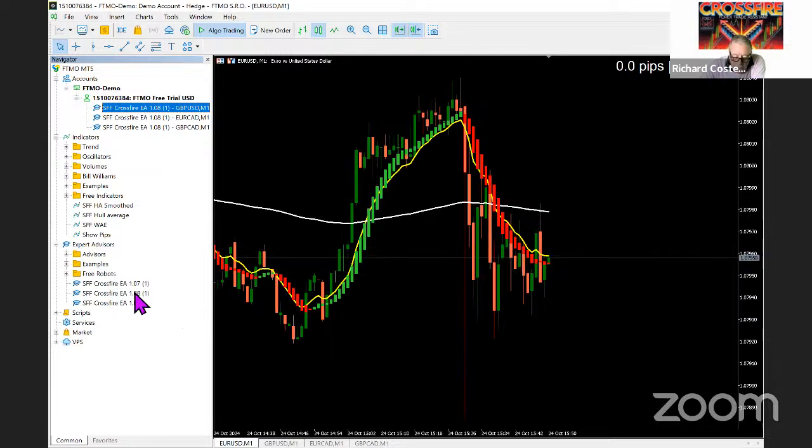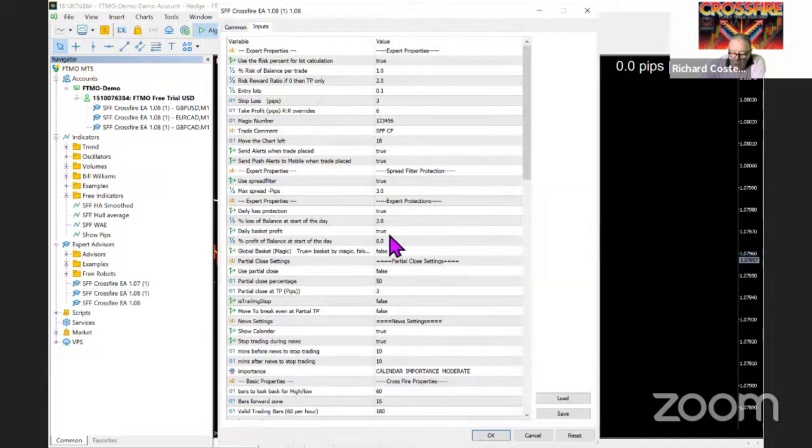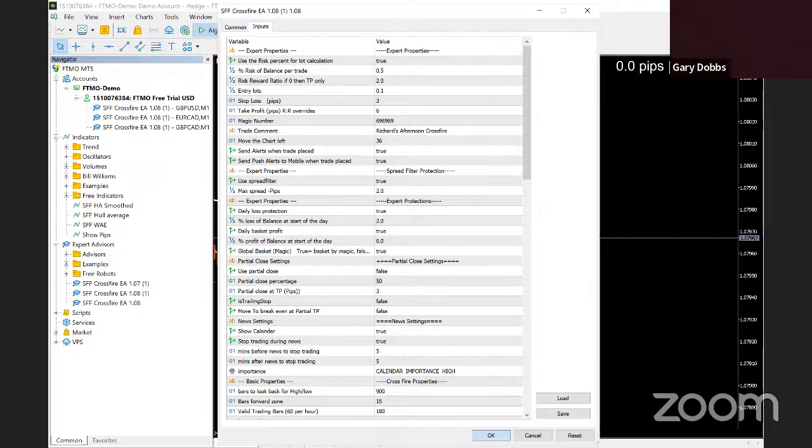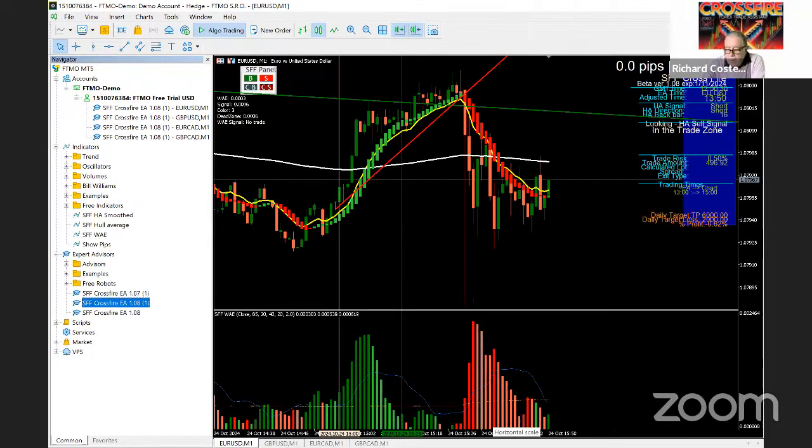All I need to do is drag this, the latest version, 108-1, across. I need to load up my current settings, and I've got them here. So PM, EU, 3 pip. So I'll load that back on. That's as it was. Press OK.